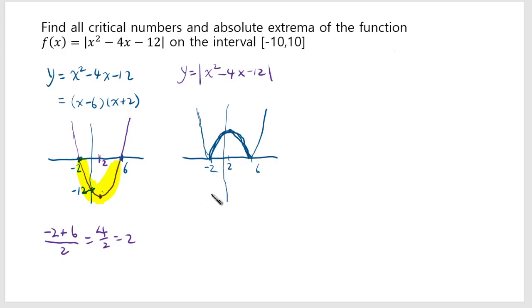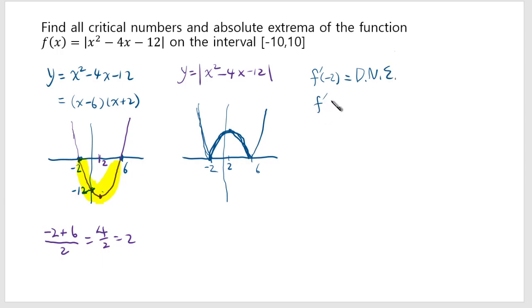Having this graph makes everything very easy, because now you know that f prime of negative 2 is what? That's a point where the graph cannot be differentiated. It has a sharp turn, right? So that's a point where f prime does not exist.